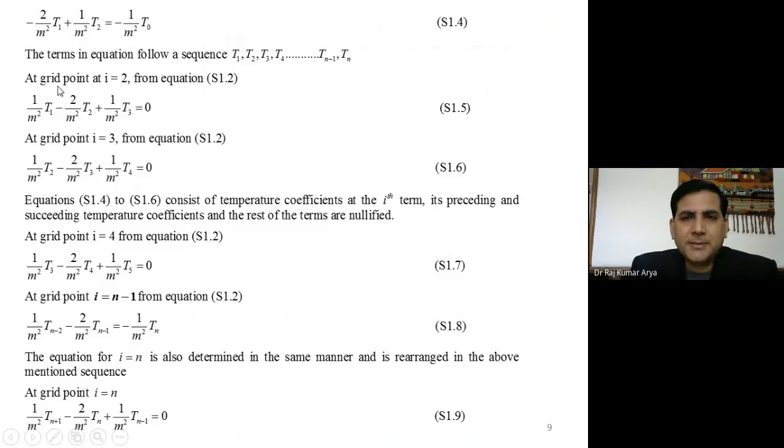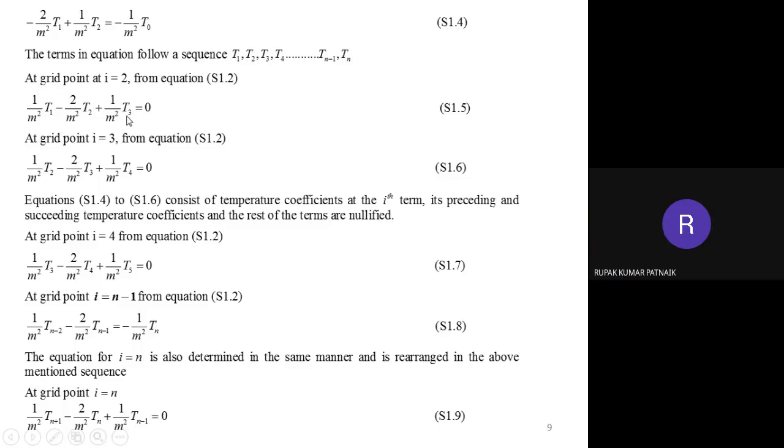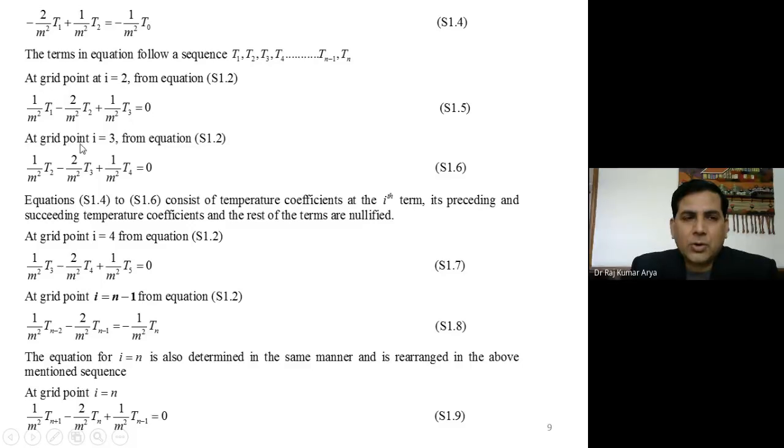Same way, can I write the previous equation for I equal to 2? So if I write at I equal to 2, I will get this equation. Now here everything is unknown to me. I don't know T1, I don't know T2, I don't know T3. Right? So all the 3 points are unknown, so they would remain on the left hand side. The right hand side again is 0.